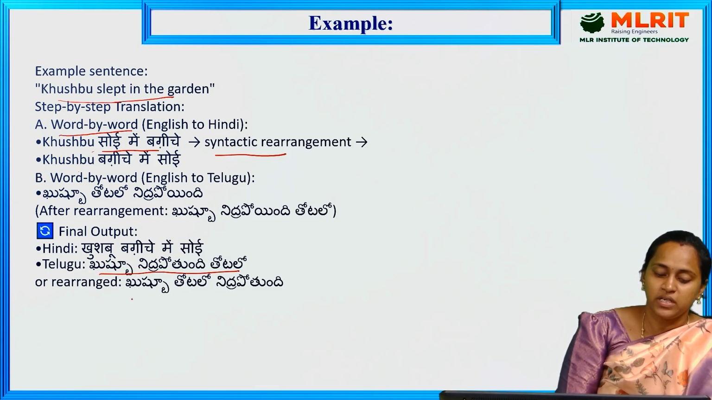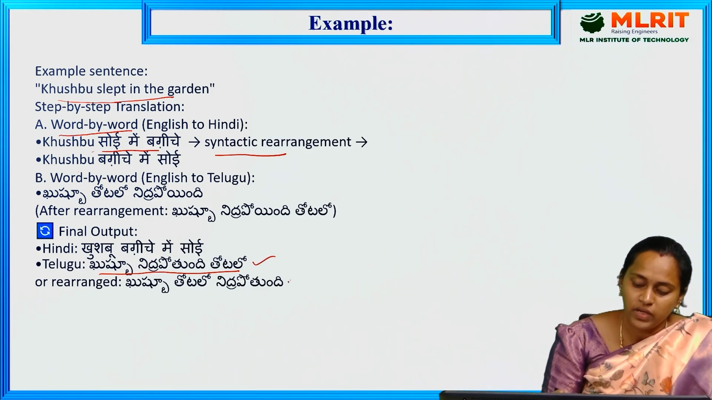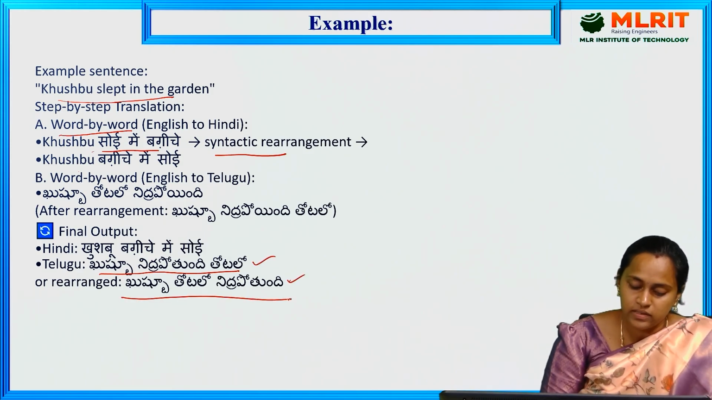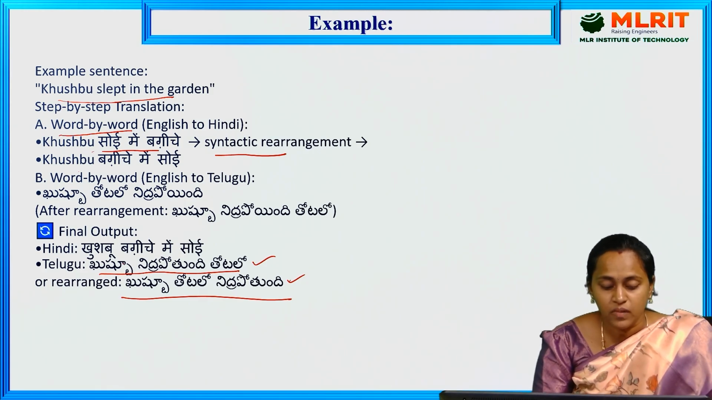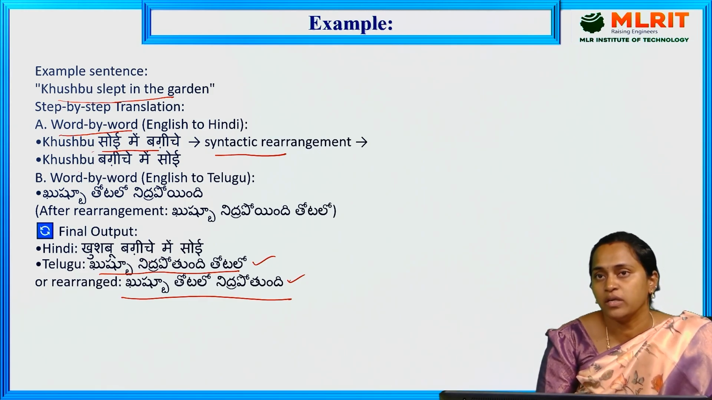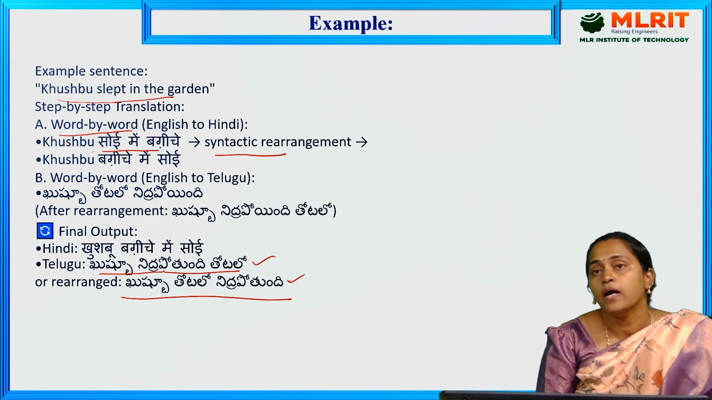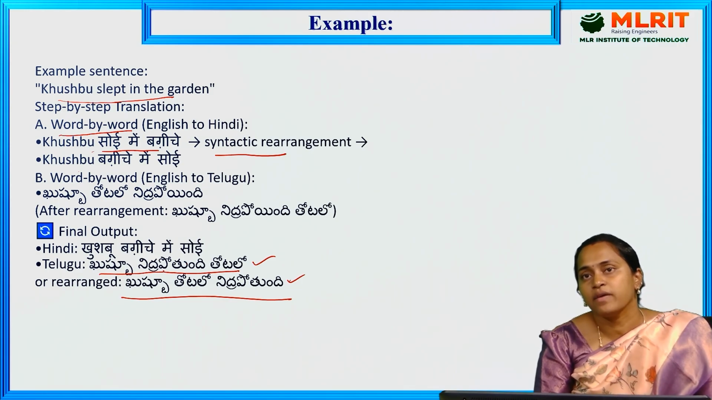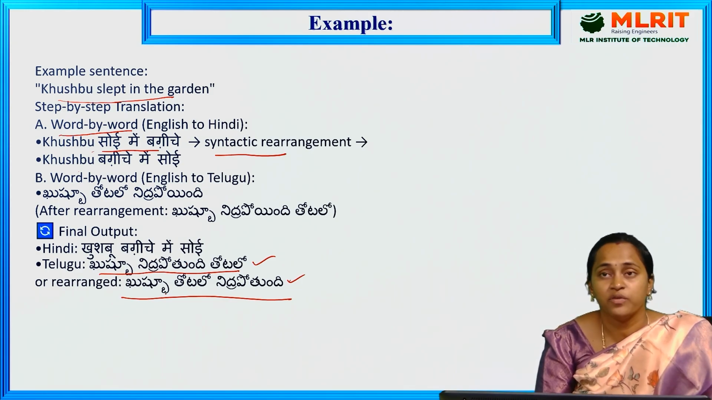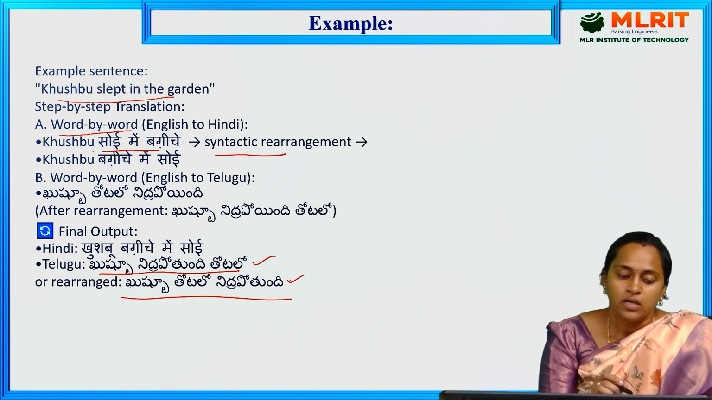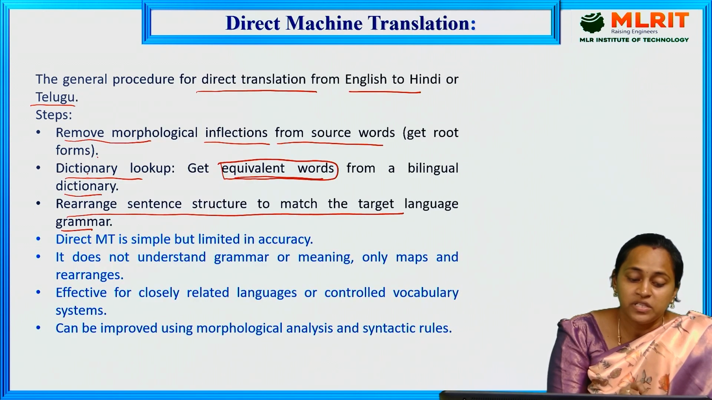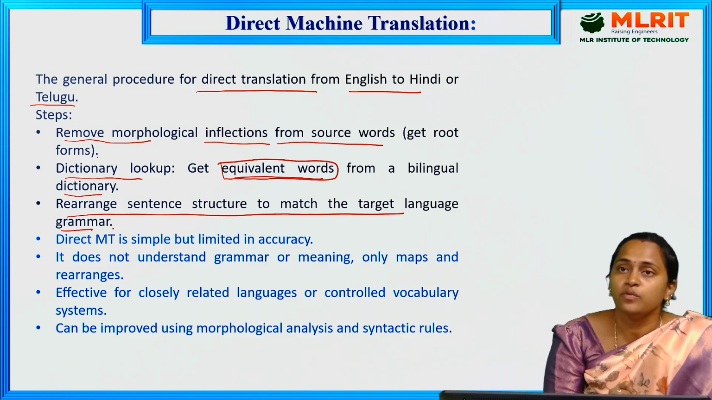After rearrangement, we can call it like this or like this. This is the correct sentence, our correct rearrangement of the sentence. Kushbu bagiche mein soyi. This is the rearrangement of the sentence from source language to target language. That means we first have to find the word by word order. After that, we do the dictionary lookup. After that, we do the rearrangement.